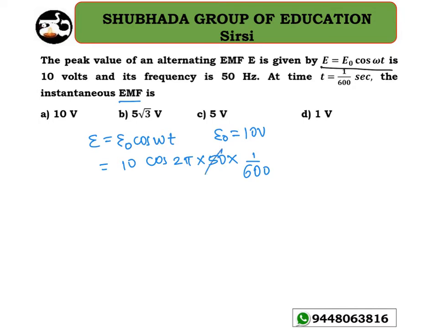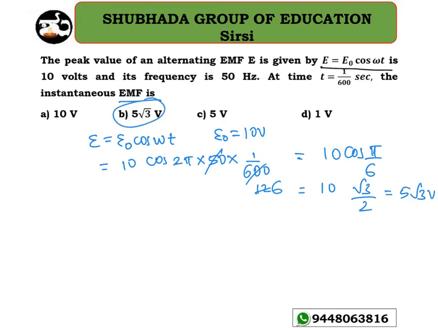Now 50 ones are 50, 12s are 600, so 2 ones are 2, 6s are 12, so we are left with 10 cos pi by 6. Pi by 6 in the sense 10 times root 3 by 2, that is 5 root 3 volts. So option B is the right answer for this particular question.